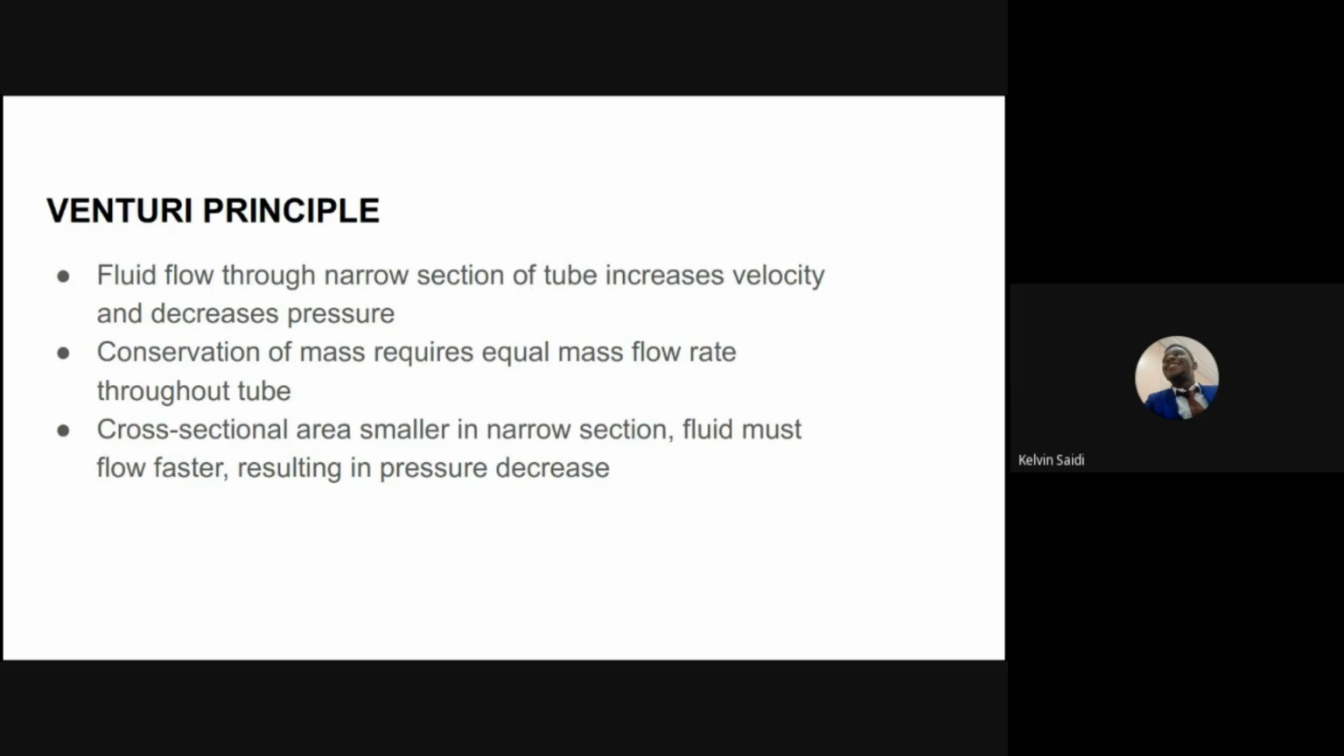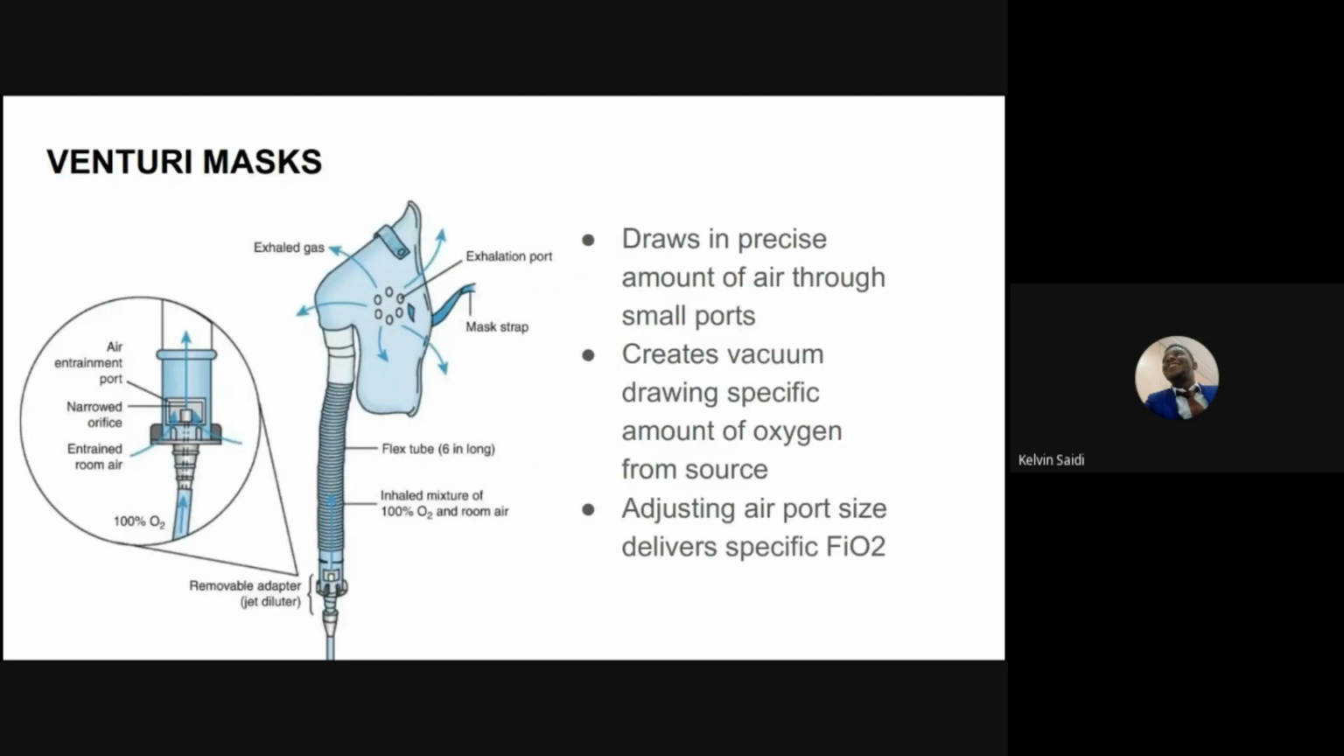So this occurs due to the conservation of mass, which requires that the mass of the fluid flowing through the narrow section of the tube must be equal to the mass flowing through the wider sections of the tube. So because the cross-sectional area of the tube is smaller in the narrow section, the fluid must flow faster to maintain the same mass rate. So this increased velocity of the fluid results in a decrease in pressure. This is according to Bernoulli's principle.